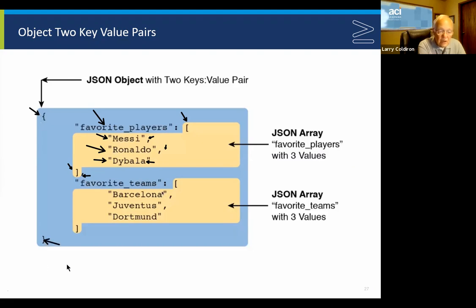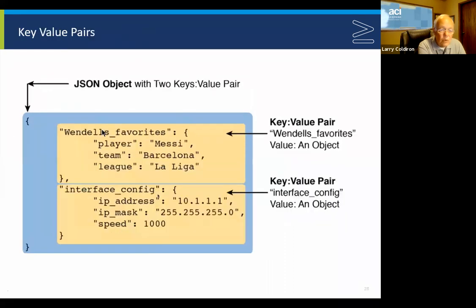Open the object, close the object. No comma after the last entry in the array, no comma after the last entry in the object. We have a comma after the first entry in the object that we have for these things. Again, the format of these is what you really need to know. JSON object with two keys and the values here.